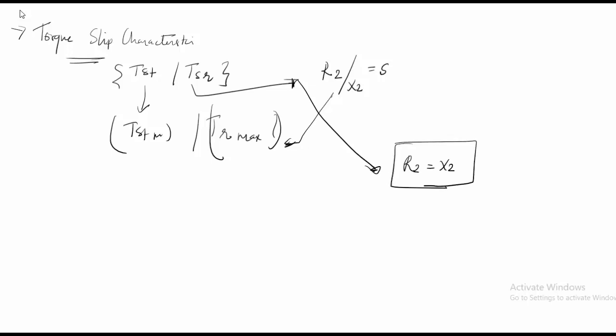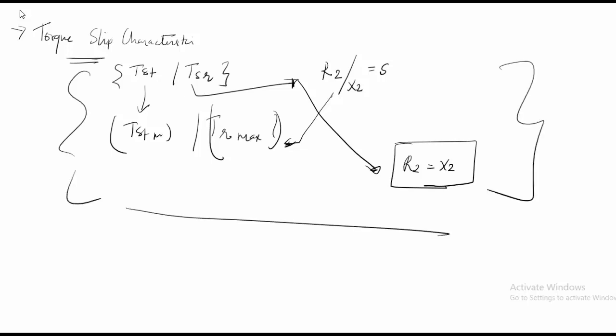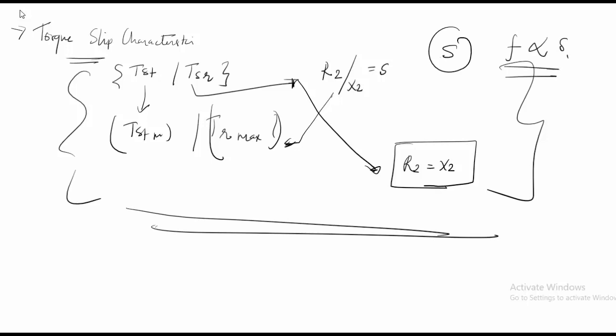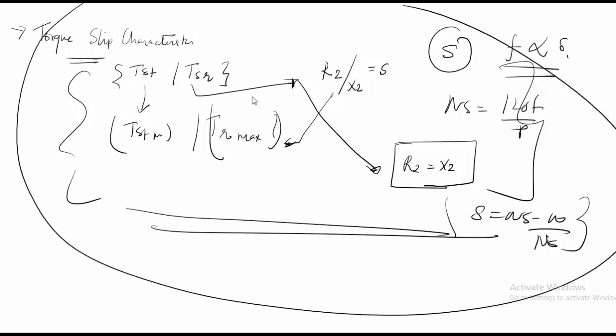So these are the two things we saw, and again the equation of frequency related to slip, ns is equal to 120 f by p, and s is equal to ns minus n divided by ns. So these were the different things which we saw and calculated till now. And next I will talk about the approximate equivalent circuit and the problem based on that.